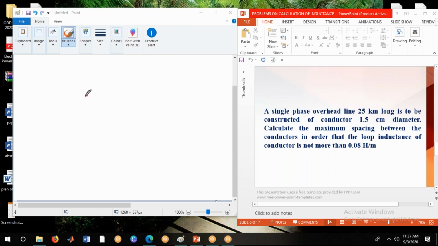So it means that you have to take the two conductors, one is phase, another one is neutral, and each one having the diameter d equals to 1.5 centimeter. And we have to find the maximum spacing between these two conductors. So we have to calculate that d value.